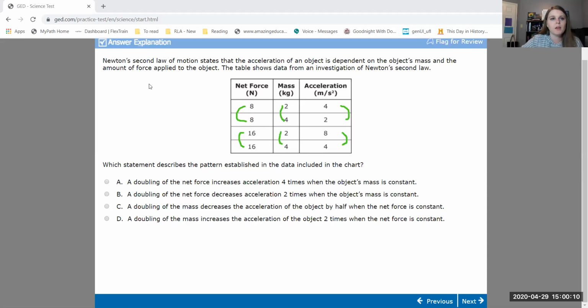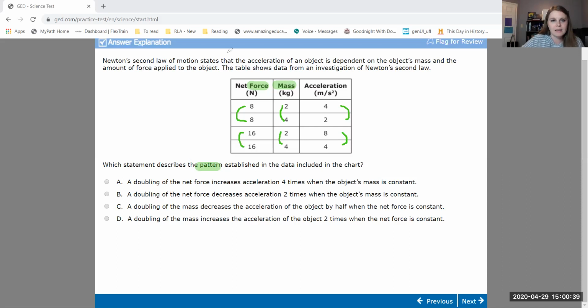Now let's read. Newton's second law of motion states that the acceleration of an object is dependent on the object's mass and the amount of force applied to the object. So mass, we have our mass here, and force, I see that here. The table shows data from an investigation of Newton's second law. Which statement describes the pattern established in the data included in the chart? Oh, look, we're looking for a pattern, which we've already kind of looked at.